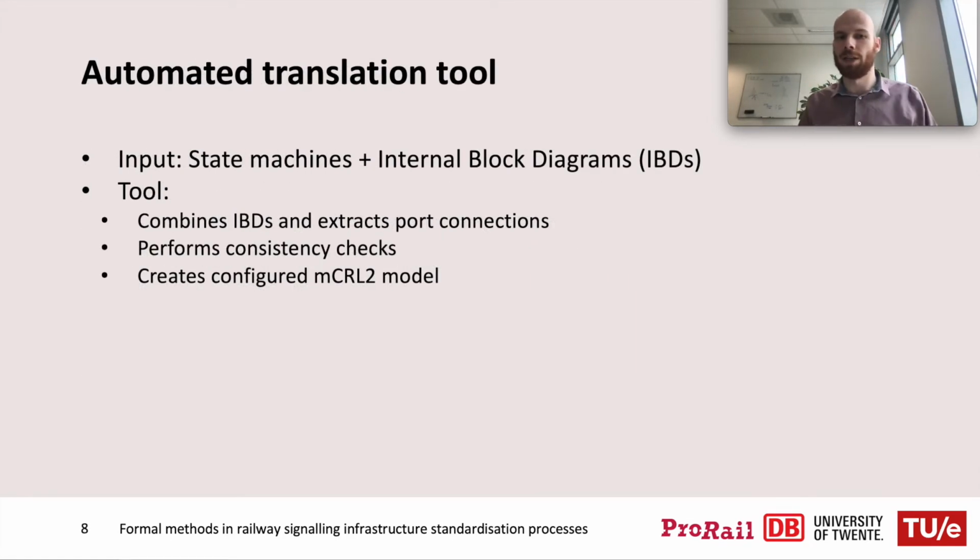We've been working on an automated translation tool, so it's still quite a bit of work to write the instantiation yourself. That can be done better by using an automated translation tool that takes as input state machine diagrams and internal block diagrams. This tool combines these internal block diagrams and extracts all the port connections. It performs a number of consistency checks, both the internal consistency of each diagram and the consistency between the diagrams. And it spits out a configured mCRL2 model using this generic model.